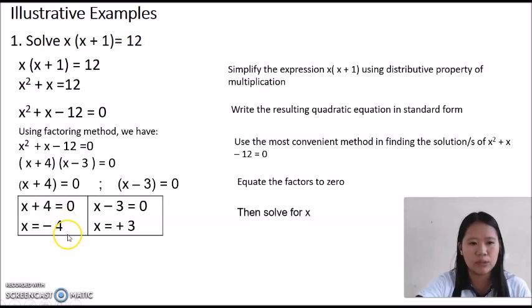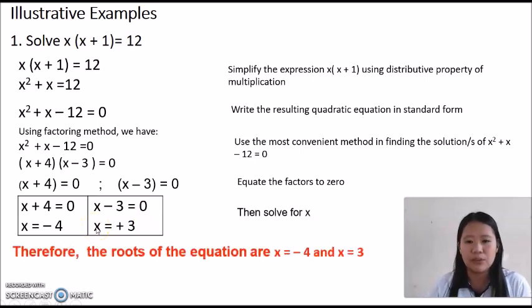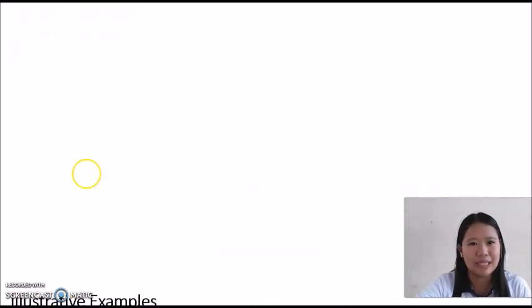So, all we have to do is to transpose 4 dito to the other side. So, we have x equals negative 4. Dito naman, we transpose negative 3 to the other side. That's why we have x equals positive 3. So, therefore, the roots of the equation are x equals negative 4 and x equals 3. Madali lang, di ba? So, let's have another example.